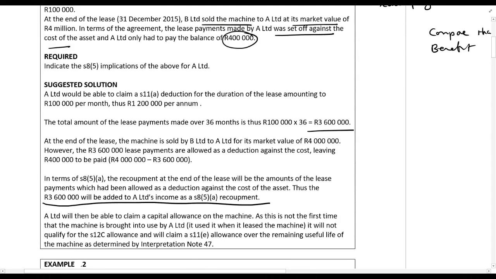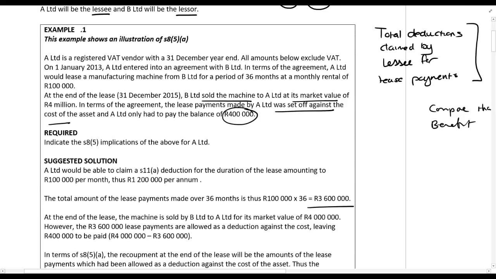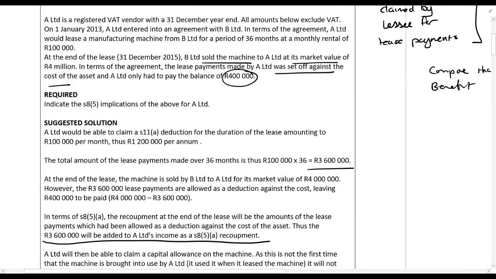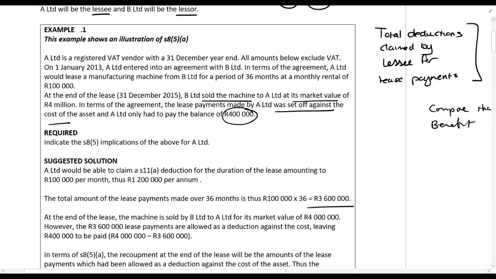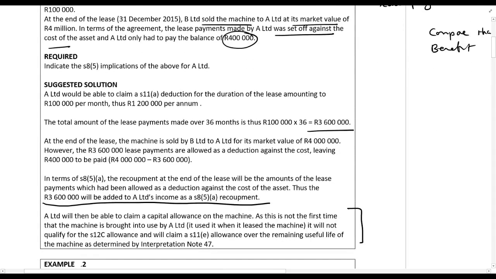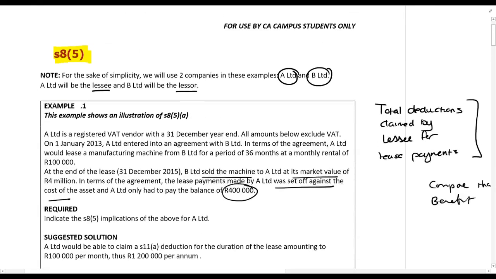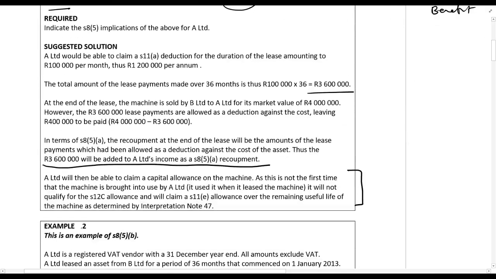Okay, then guys, an important concept to just remind you of here, it's nothing to do with lease recoupments, just to remind you, this machine, right, when the lessee now gets it, so A Limited, you must remember that you can only claim section 12C allowances if you've never used it before. So because A Limited has used it before, they can't qualify for section 12C allowances, and they must only claim wear and tear on the asset.